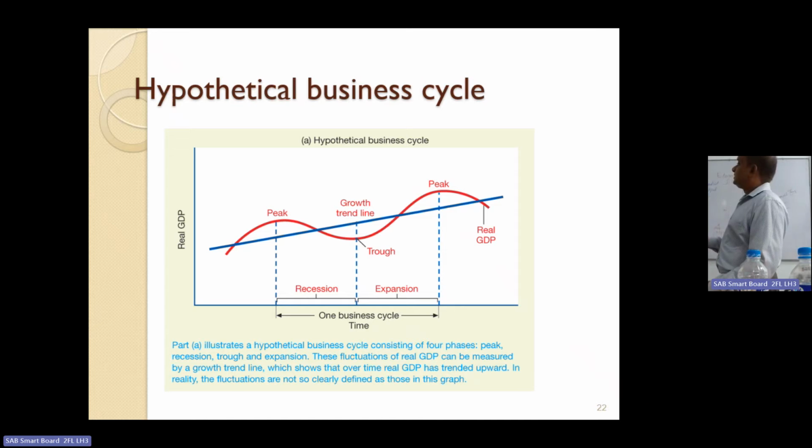So one business cycle explains from here to here. This is one business cycle. So over the time period, there may be a number of business cycles, right? So if we have the past explanations about the business cycle, we can predict the future as well, right?